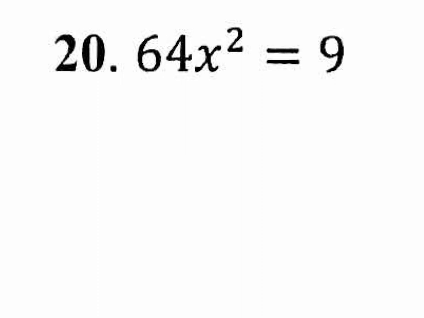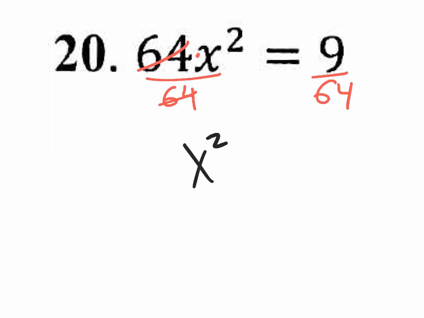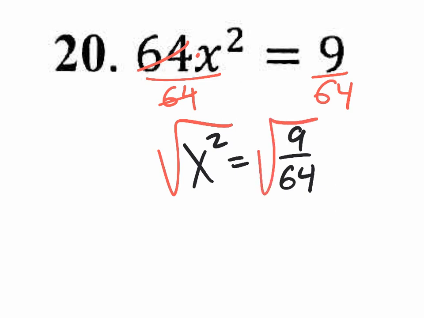So if I wanted to get rid of the 64 that's being multiplied by x squared, I could get rid of it by doing the opposite, dividing by 64. So what do I have left? I have x squared equaling 9 divided by 64. Now to get rid of a square, I do the opposite of a square, which is a square root. So do a square root there and a square root there, but you need to remember that whenever you apply a square root in an equation, you have to put plus or minus in front of your answer.